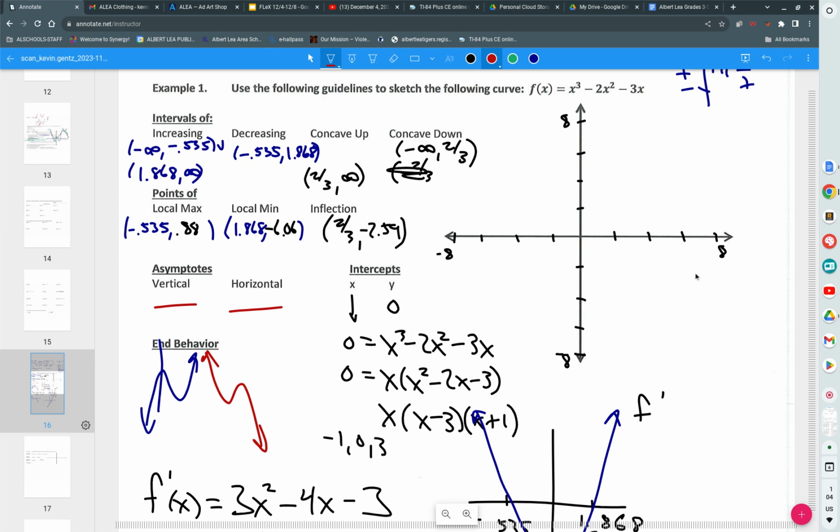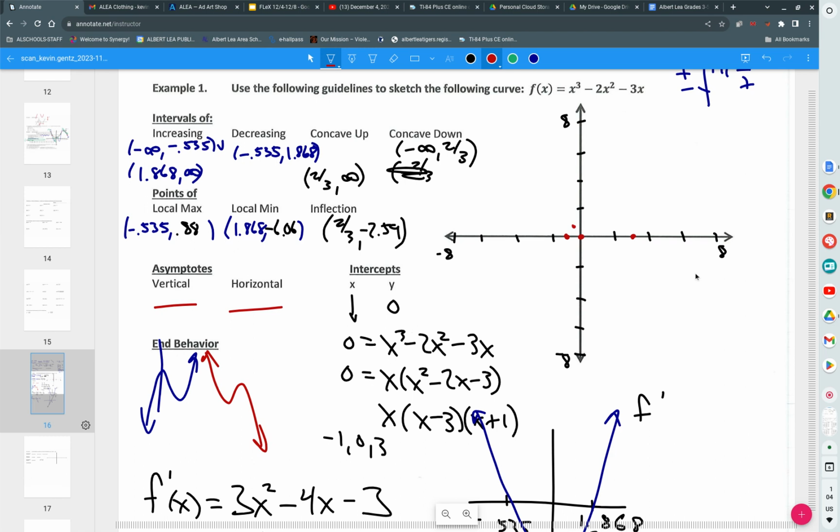The intercepts? Yeah, the intercepts. It goes through 0, it goes through -1, and it goes through +3. We're also going to plot our local maximum, which is at -0.5 and +0.8. I'm going to estimate that right about there.